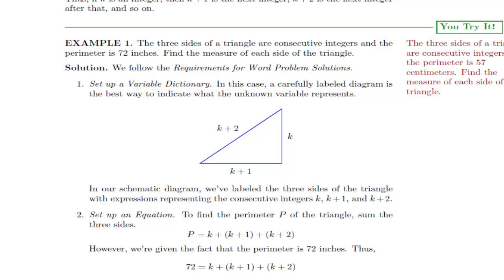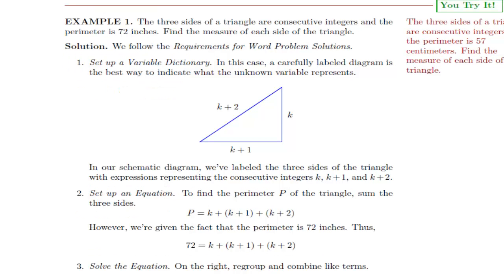Solution. We follow the requirements for word problem solutions. 1. Set up a variable dictionary. In this case, a carefully labeled diagram is the best way to indicate what the unknown variable represents. So, we draw a triangle. We label the three sides of the triangle with expressions representing the consecutive integers, k, k plus 1, and k plus 2.